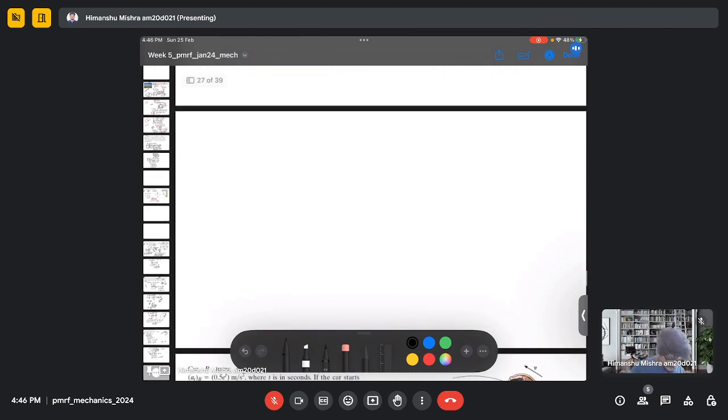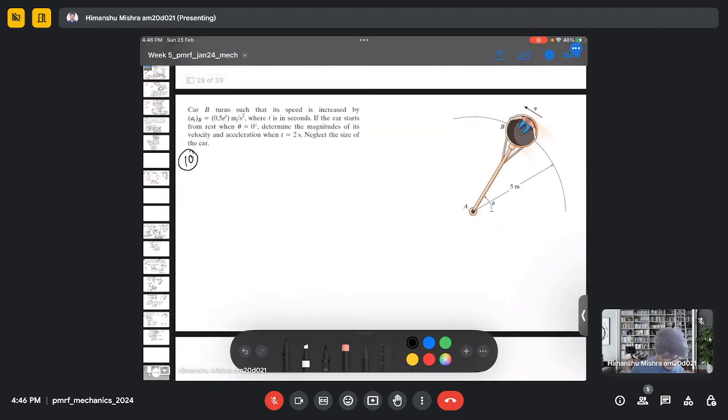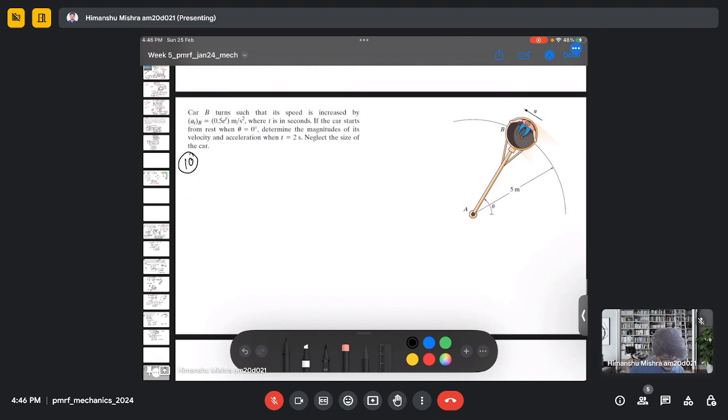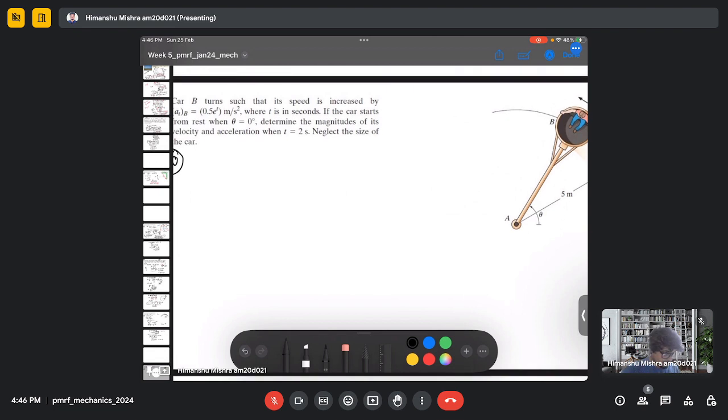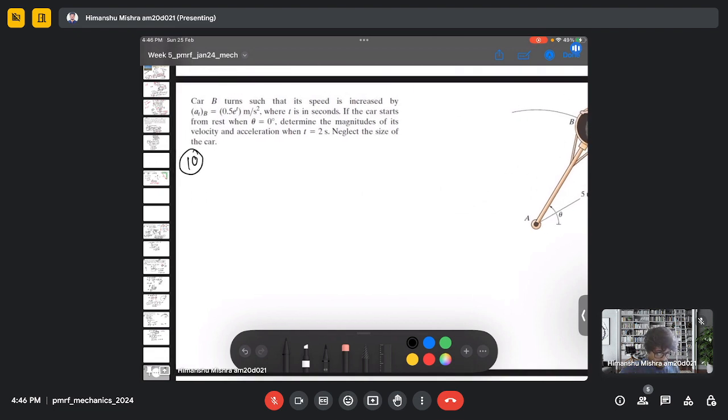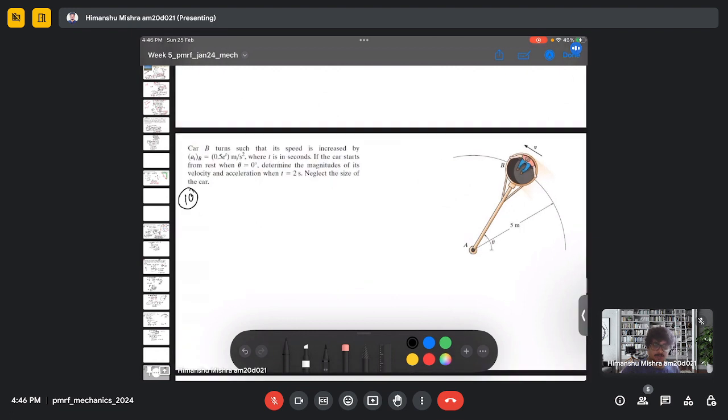So move to the next one. This question is actually the same, a similar kind of question that we saw. So here also we have given the tangential component of acceleration, which is 0.5 e to the power t meter per second square. And we need to find the same quantities, the magnitude of acceleration. For that you need to find the normal component, and you already have the tangential component, and then you need to find the velocity.